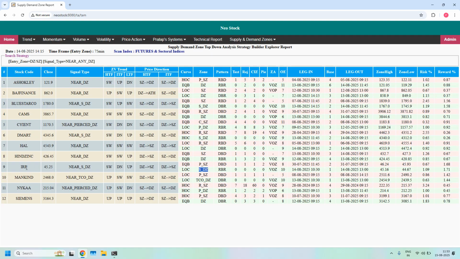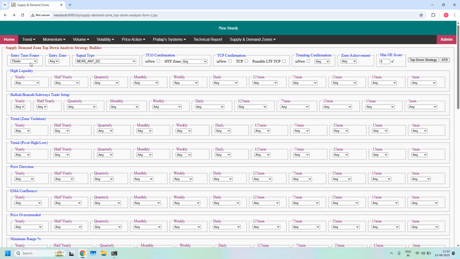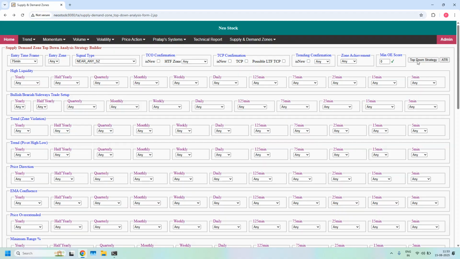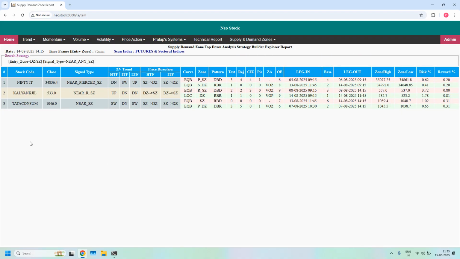Next one is IRB. IRB is having a 75 minutes high liquidity demand zone. That's it. We identified 3 75 minutes high liquidity demand zones from this list. Okay, next, for 75 minutes time frame, stocks near to the 75 minutes supply zone, we got 3 stocks.